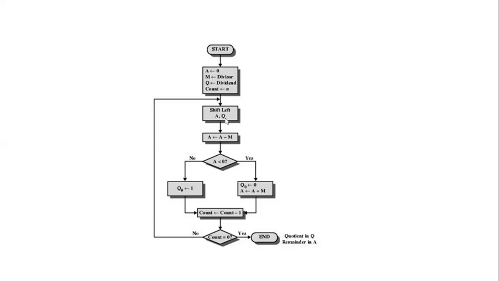So again we shift left and again perform A minus M, that is the subtraction operation. Then check the bit value. Suppose the value is not less than 0, that means the Q0 value becomes 1, and we reduce the count and go back to the beginning. We'll get the solution.